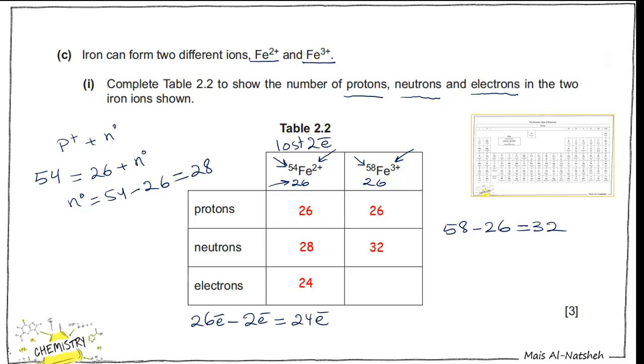For the second ion, we have 26 electrons originally. 3 electrons are lost because the charge is 3 positive, so the atom lost the 3 electrons. So the total electrons now equals 23 electrons.